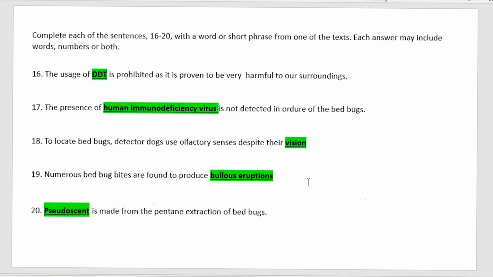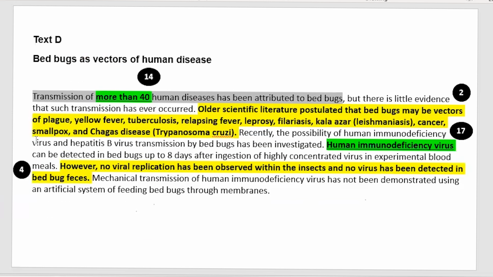Okay, where is it talking about the species and all? It is talking in text D. Bedbugs as vectors of human disease. It is clearly mentioned after the contrast word. However, no viral replication. Please go to text D. However, no viral replication has been observed within the insects. Before that, it is talking about this virus. Human immunodeficiency virus can be detected in bedbugs up to 8 days after ingestion of highly concentrated virus in experimental blood meals. However, okay, there's a contrast word and they're telling no viral replication has been observed within the insects and no virus has been detected in bedbug feces.